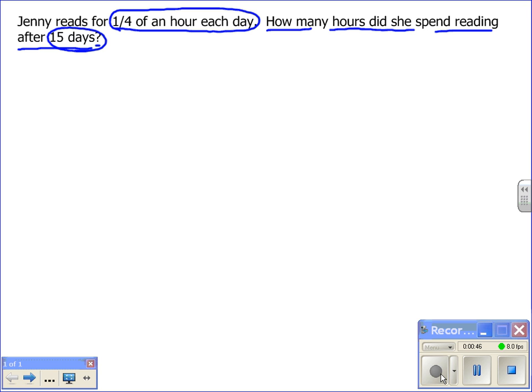And I'm going to draw a picture. I'm going to use a circle to represent an hour. And I know that Jenny read for 1/4 of an hour. So I need to break this hour up into 4 pieces, or quarters. My denominator is 4. That's how many pieces I need to break my whole into. So I'm going to just put day 1 on here. On day 1, she read 1/4. On day 2, she also read 1/4. So I'll put a 2 here. Day 3, day 4.